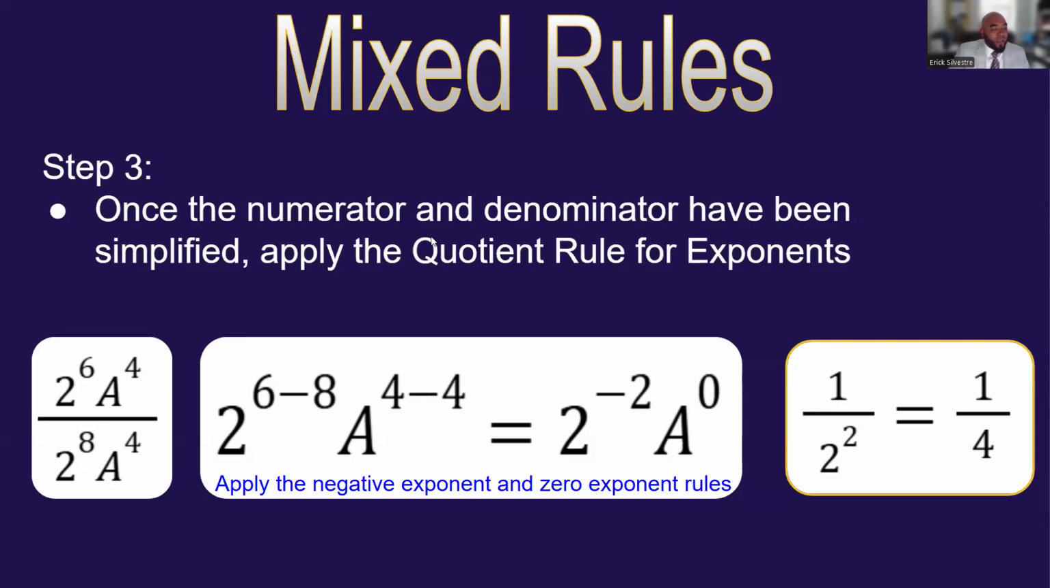So my step number 3 will be apply my quotient rule. If I find my same bases, I know I have to subtract the exponents. All right, so 6 minus 8 gives me negative 2. 4 minus 4 gives me 0. I know that anything raised to the 0 is 1. And I know to get rid of that negative 2, I have to do the reciprocal. Therefore, I end up with 1 over 2 to the 2nd power, and that's equal to a quarter. So that problem just became 1/4.